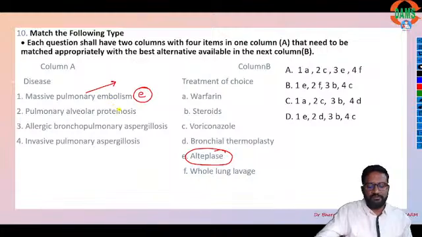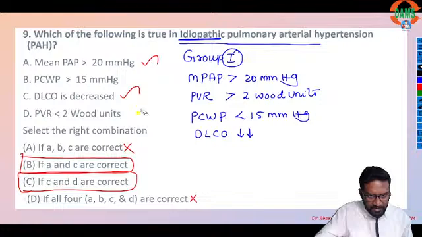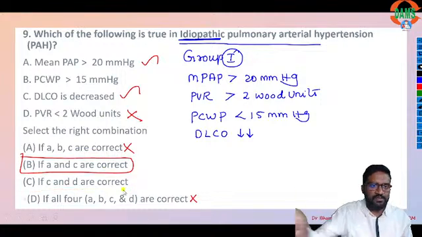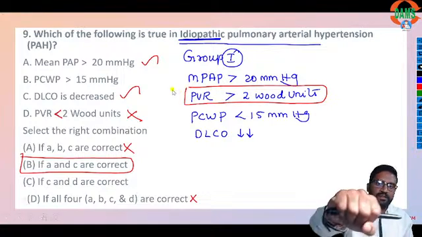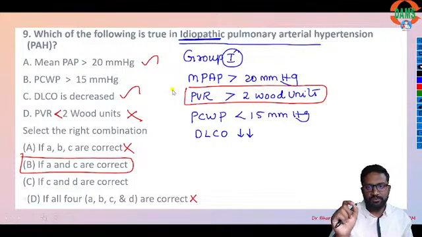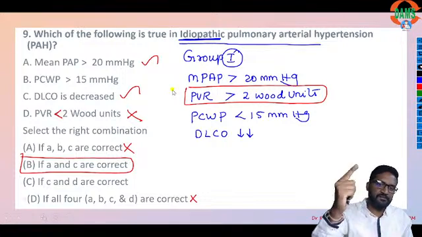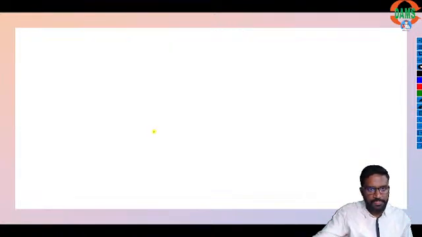Pulmonary alveolar proteinosis, what is? Okay, PVR is given less. So PVR should be more. This is also a wrong option. A and C are correct, students. So PVR is given less, but PVR should actually be more, because it is direct narrowing of the pulmonary artery. So you expect the vascular resistance to increase, because once the diameter decreases, resistance will increase.